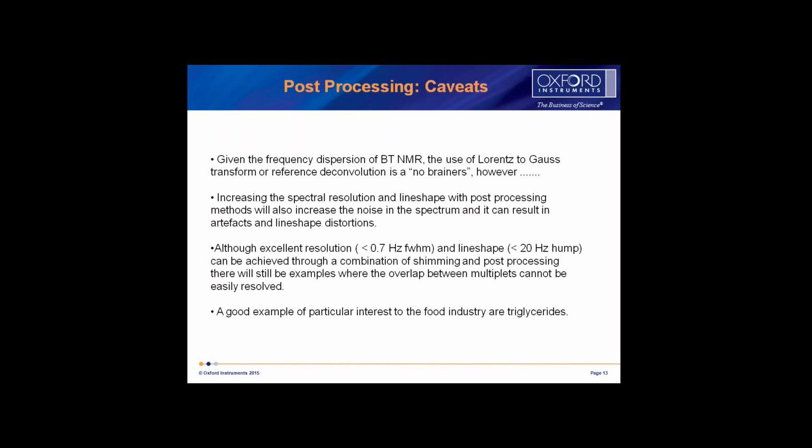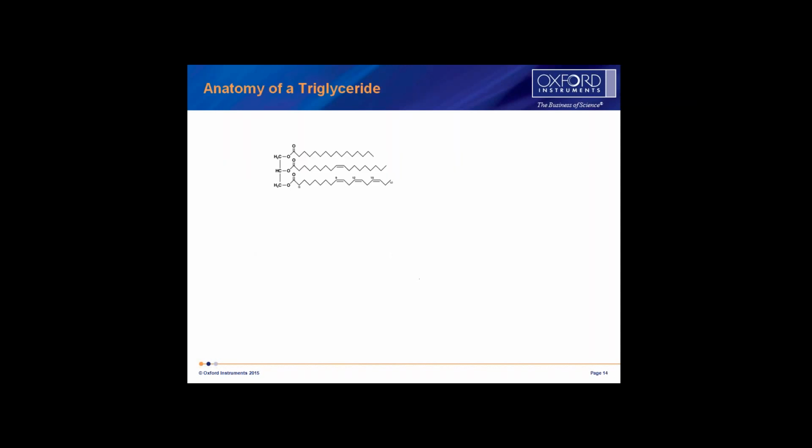And a good example of this, which has been of particular interest in the food industry, are triglycerides. So what is a triglyceride? A triglyceride is made up of a glycerol backbone and 3 fatty acid chains. The fatty acid chains may be saturated, in that they contain no double bonds, monounsaturated, in that they contain a single double bond, or polyunsaturated, where they contain multiple double bonds.